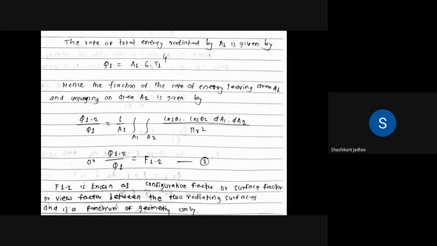Okay, so next line, write on the next line. Hence the fraction of the rate of energy leaving area A1 and impinging on area A2 is given by.